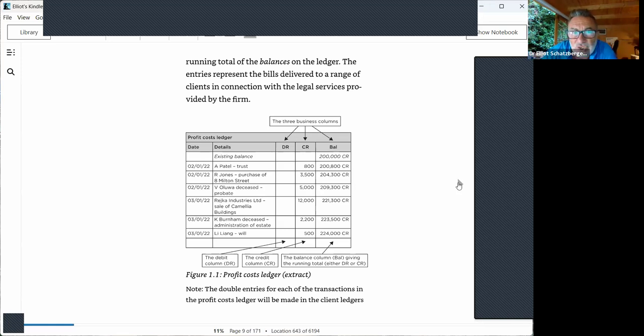So what I want us to imagine is that essentially we have sent a bill to these people. The first one is Patel. Second one is Jones. Third one is Alua. We're only going to deal with those three. We're not going to worry about the rest. So what we're going to record is the fact that we've sent a bill to these people. On the left-hand side is the date of the transaction.